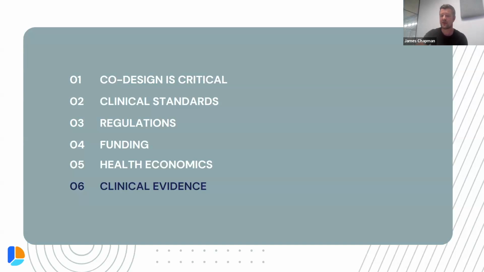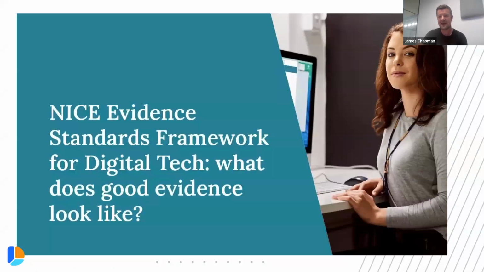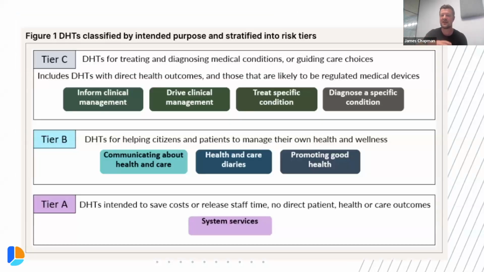Similarly, on the clinical evidence side, again, there's a whole host of information out there from the likes of NICE, and the evidence standards framework would probably be my recommended starting point, because this essentially helps you figure out where you sit in terms of what you've built. So is your innovation tier A, is it tier B, is it tier C? And then that gives you a pathway for what level of evidence you need to build.